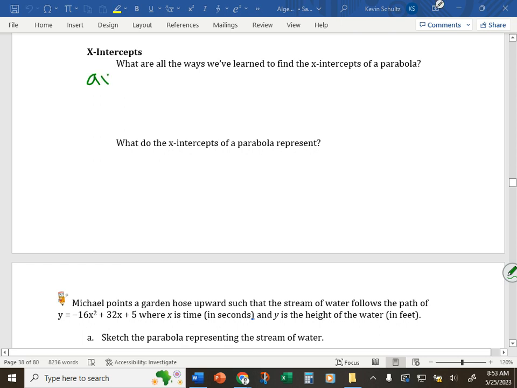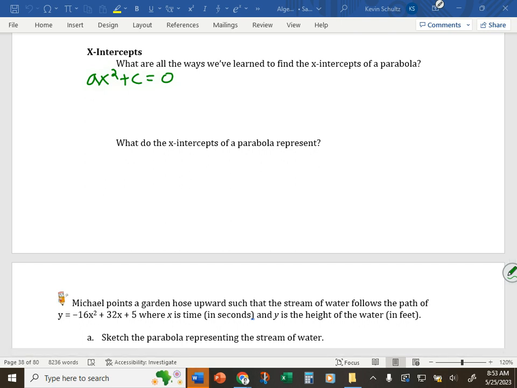What if our equation is ax squared plus c equals 0? What's the method? Opposite operations.